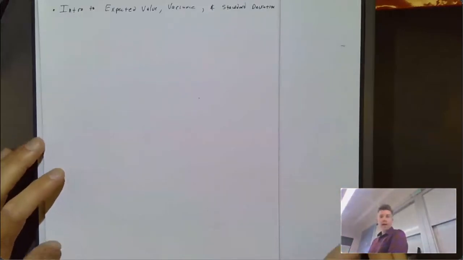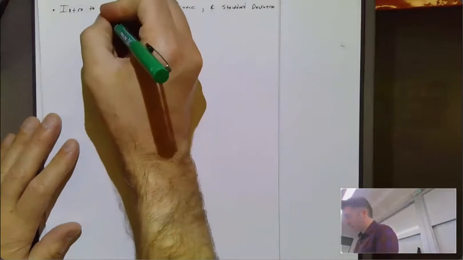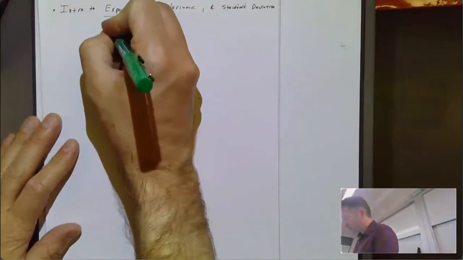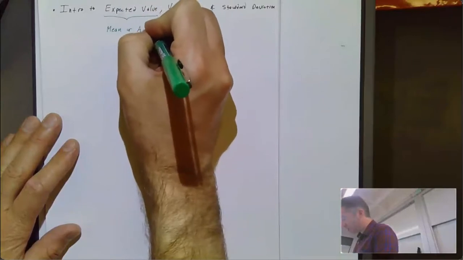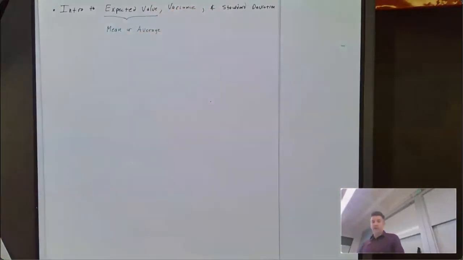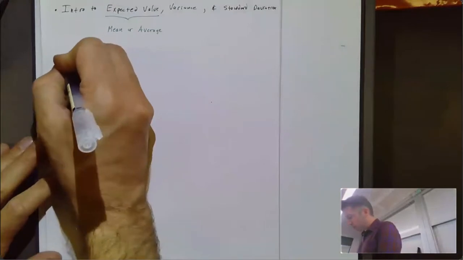Right from the get-go, I should point out expected value has a lot of different names. Another name for expected value is the mean or the average. Those are all three names for the same thing. So expected value, average is just what you think it is. I'll start off with an example.